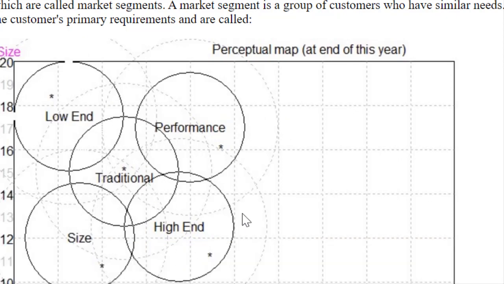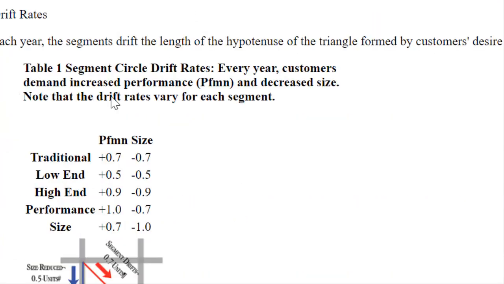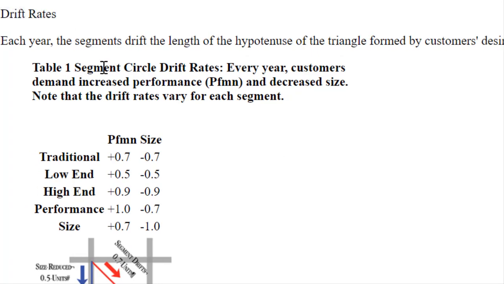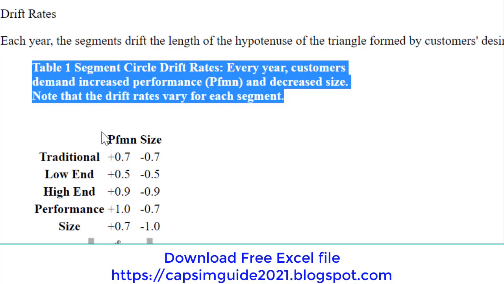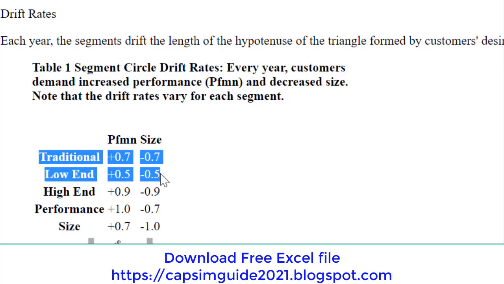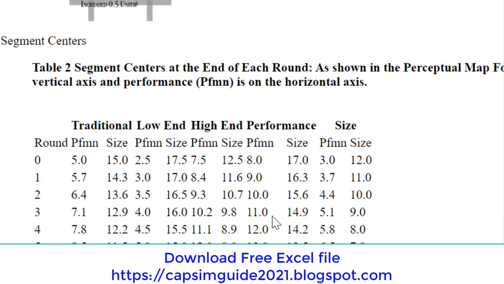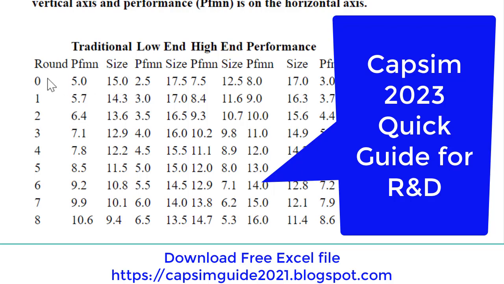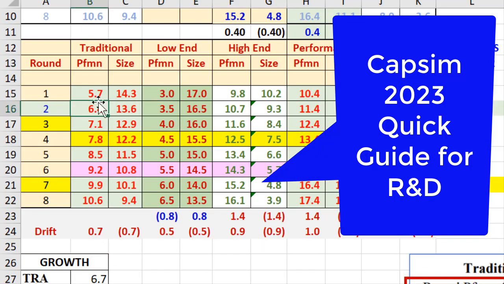On the screen you see the industry condition report. It is very important to open and see the industry condition report of your game from the top menu report tab. Table 1 explains that every year customer demand will change, so we need to adjust the product by increasing performance and reducing the size. For 5 segments we have to update 5 products differently. And table 2 explains the performance and size for the 5 products in the 8th round.